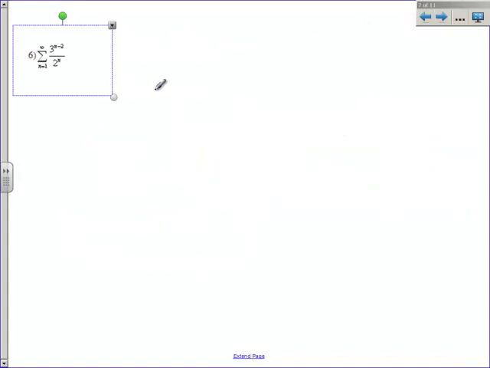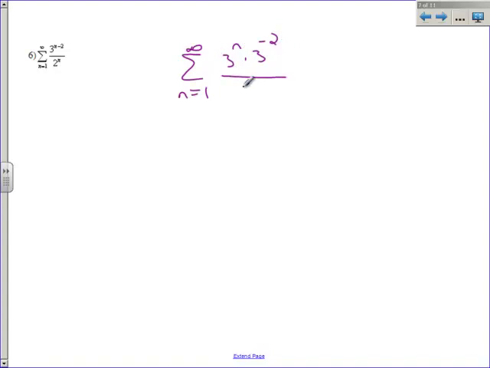Okay, let's take a look at another one. This is a geometric series. It's just sort of a geometric series in disguise. So let me show you how to deal with this one. The 3 to the n minus 2 can be rewritten as 3 to the n times 3 to the negative 2. Remember your properties of exponents. And on the bottom, I can call that 2 to the n. Now, 3 to the negative 2 is the same thing as 1 over 3 squared. So I can drop the 3 squared down here.